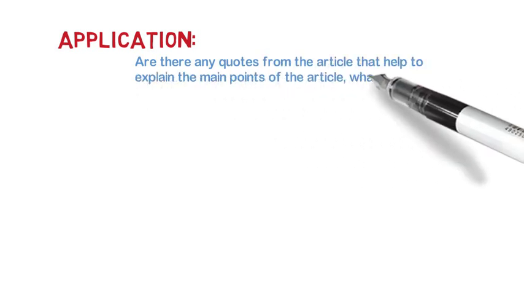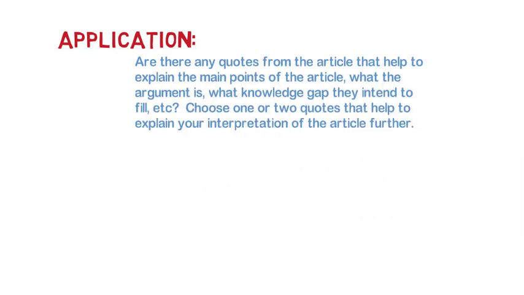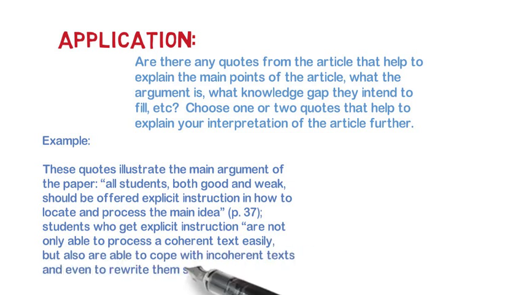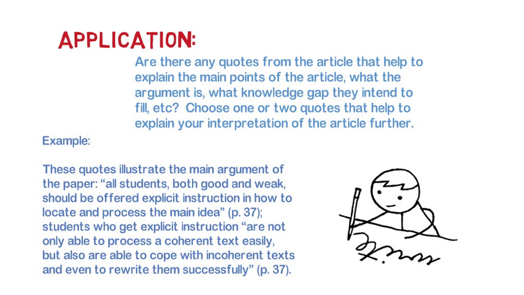In terms of application, what I would do here is take things from the article, quotes or examples, and use that in my writing to provide evidence for this summary, for this explanation of what the article is about. So a couple of quotes might help with this interpretation. So in my example, these quotes illustrate the main argument of the paper. All students, both good and weak, should be offered explicit instruction on how to locate and process the main idea. Students who get explicit instruction are not only able to process the text coherently, but are also able to cope with incoherent texts and even to rewrite them successfully.